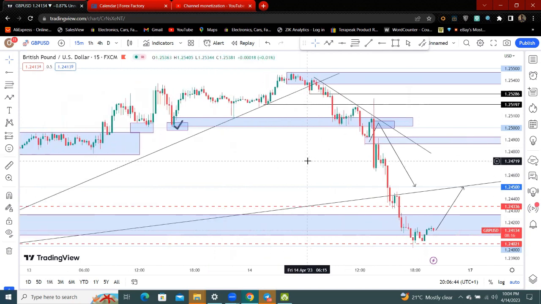It wasn't a good week, but I believe next week we shall have a good streak. If the market is moving nicely, we shall have a good streak next week.